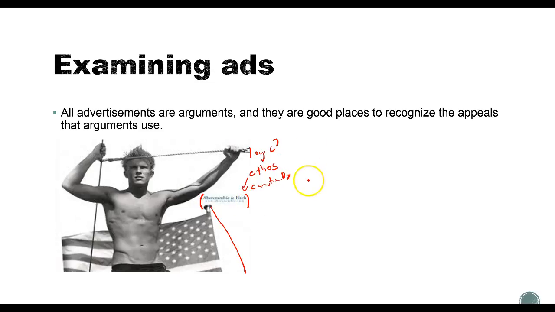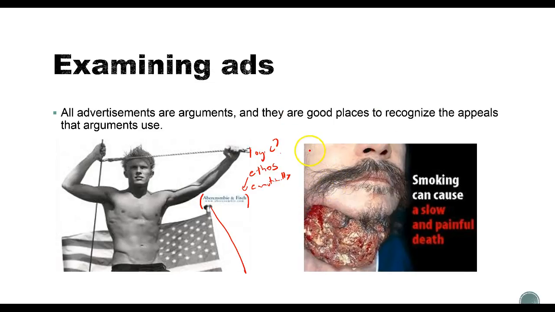So let's move on to another one. Trigger warning. This one is kind of gross, but it's sort of the point. Yeah, that's pretty gross. The advertisement's telling us smoking can cause a slow and painful death, and there's this man who obviously has some kind of a tumor on his neck that you don't even want to look at. So without thinking too much about this, we obviously know that this is an emotional appeal. Right? It's clearly making us sort of disgusted and stirring our emotions and making us not want to smoke cigarettes. And it's pretty convincing too.